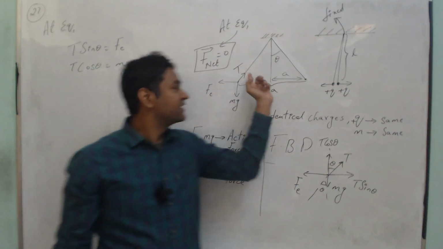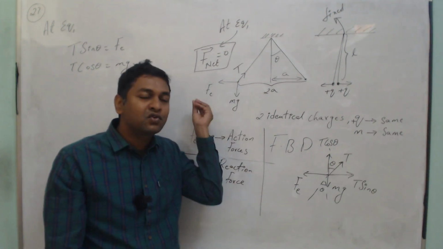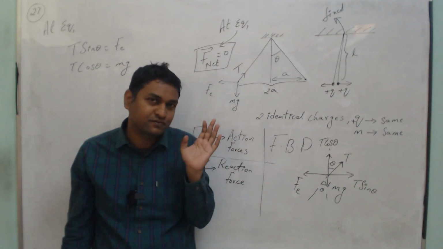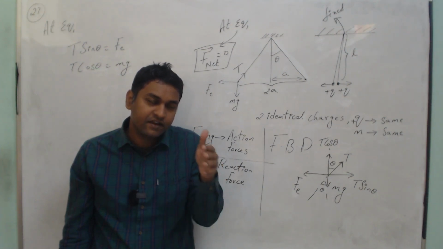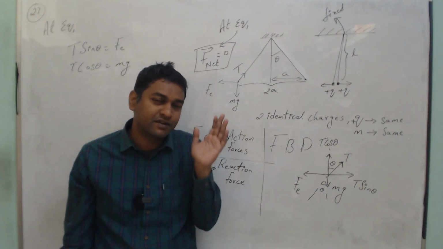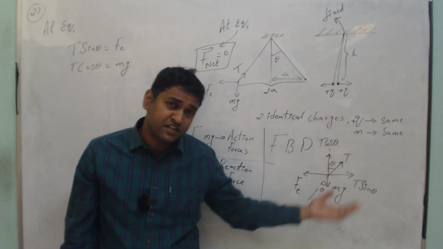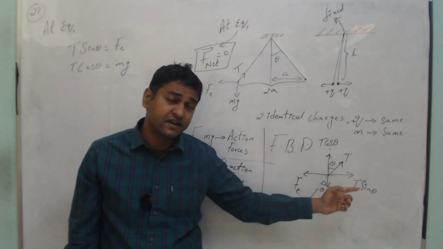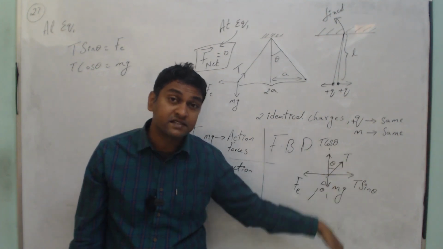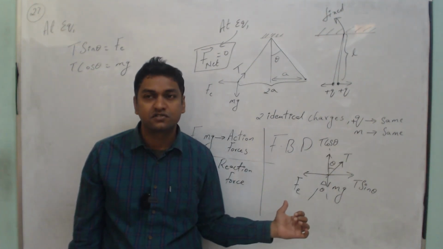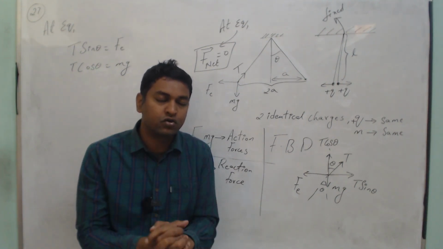Tension force is developing itself based on the magnitude of the electrostatic force and the gravitational force. Is this clear? Now I will make a very important statement. The tension force is generated in such a way that the components of the tension force cancel the action force. So now let us go a little bit slow about it.